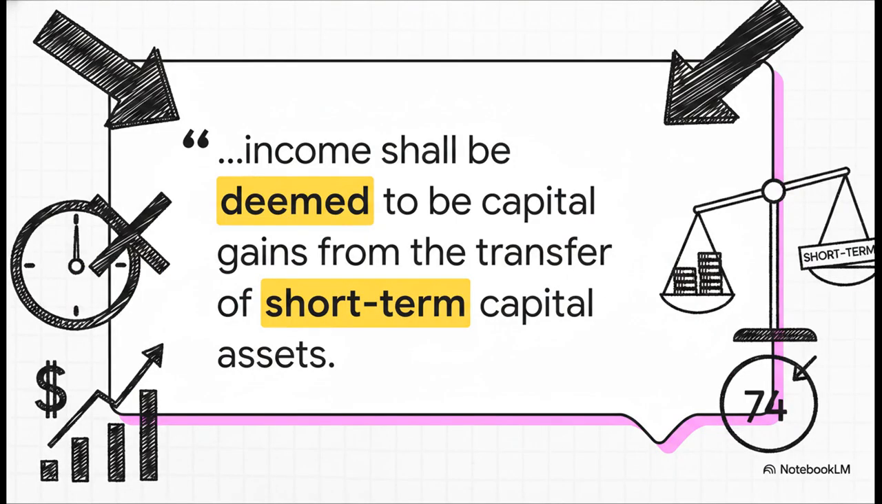Now here we go. This is the absolute soul of Section 74. The law uses what's called a deeming fiction. It says that if certain conditions are met, the profit is deemed to be a short-term capital gain. And listen, it does not matter if you own that asset for 2 months or 20 years. The law just says, nope, in this case, it's short-term. That automatic classification is the whole point.